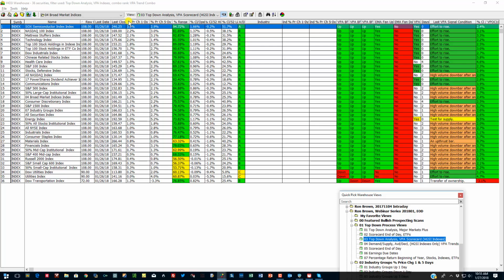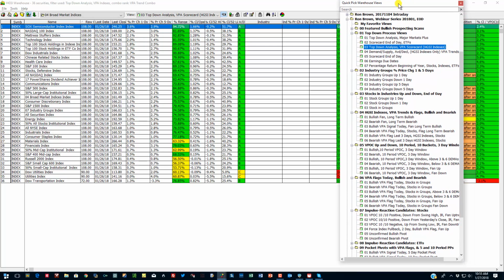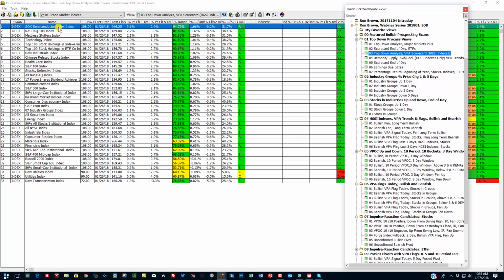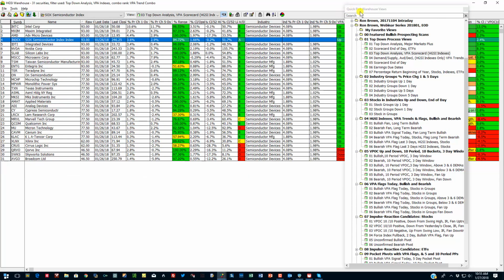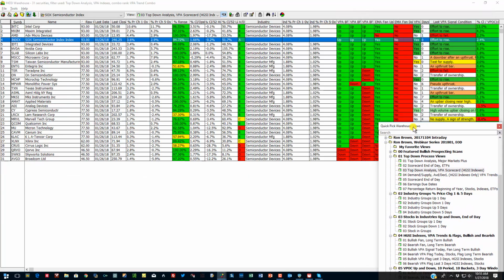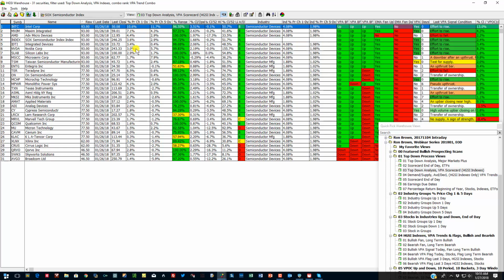That is why you have to use a secondary sort, which sorts on this column to see where the real strength was on Friday. You can see that the SOX is at the top of the list. If I right mouse click and go down to this level, you're going to see the stocks within the semiconductor index that were up the most for the day. And once again, the trends are over here.